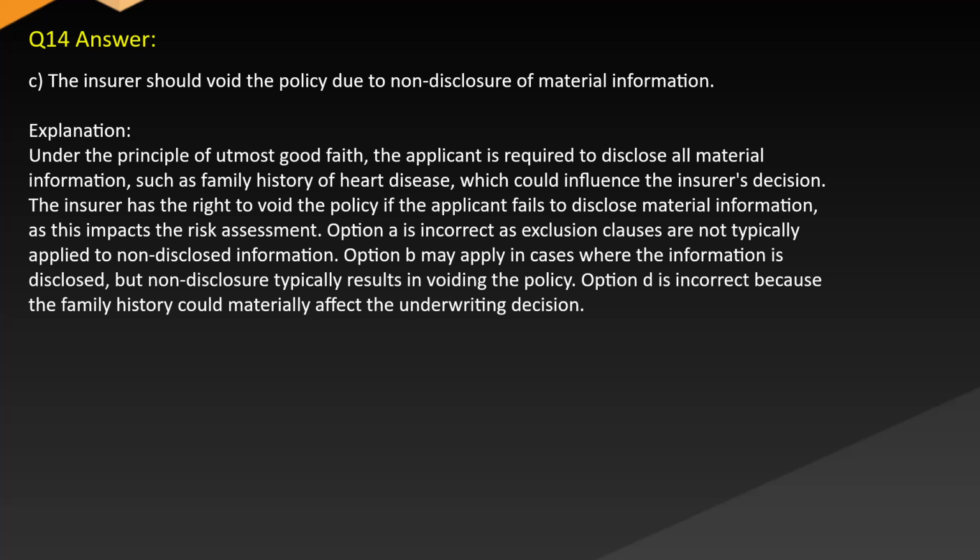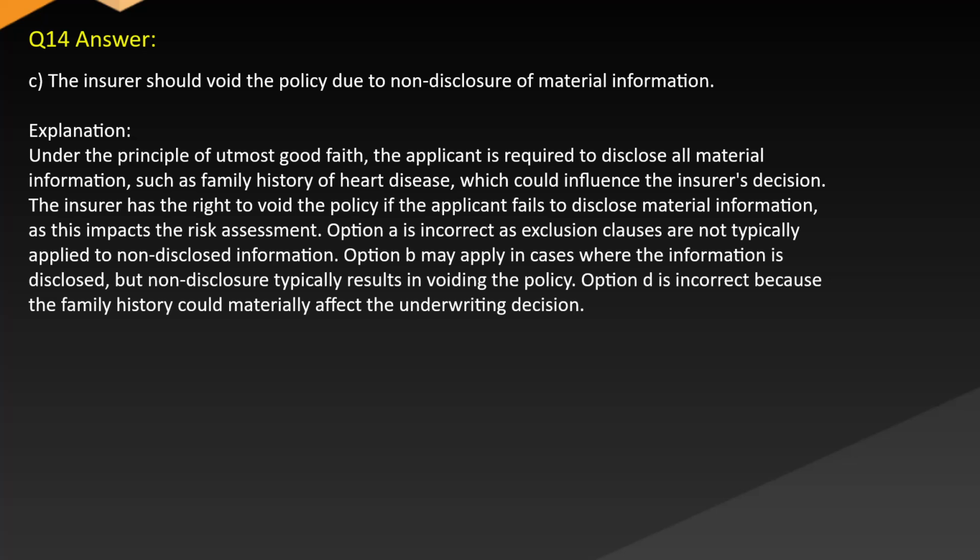Correct answer: C. The insurer should void the policy due to non-disclosure of material information. Explanation: under the principle of utmost good faith, the applicant is required to disclose all material information such as family history of heart disease, which could influence the insurer's decision. The insurer has the right to void the policy if the applicant fails to disclose material information, as this impacts the risk assessment.